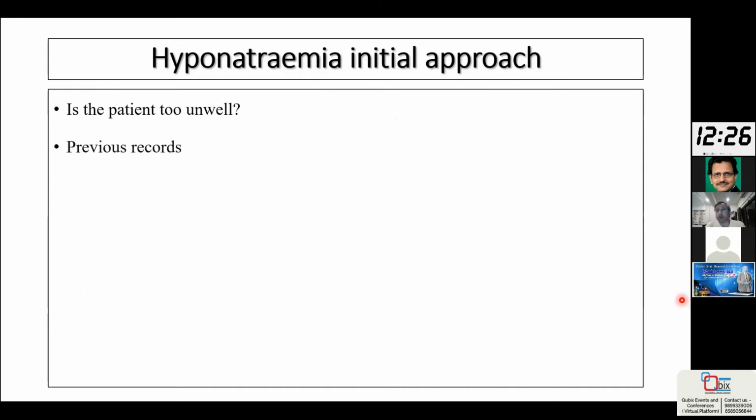Now, previous records from the patient's notes: was there any previous history of hyponatremia? Your hospital records of hyponatremia, old notes, really give us a very good clue, because sometimes patients have been running a sodium of 124, 125 for a good few months, and suddenly they become unwell and the sodium level is 122 and you think that this is new. It isn't. It has been there for the last few months. So you have to look at other causes. That's why previous records are very important. You have to really strive to get them.